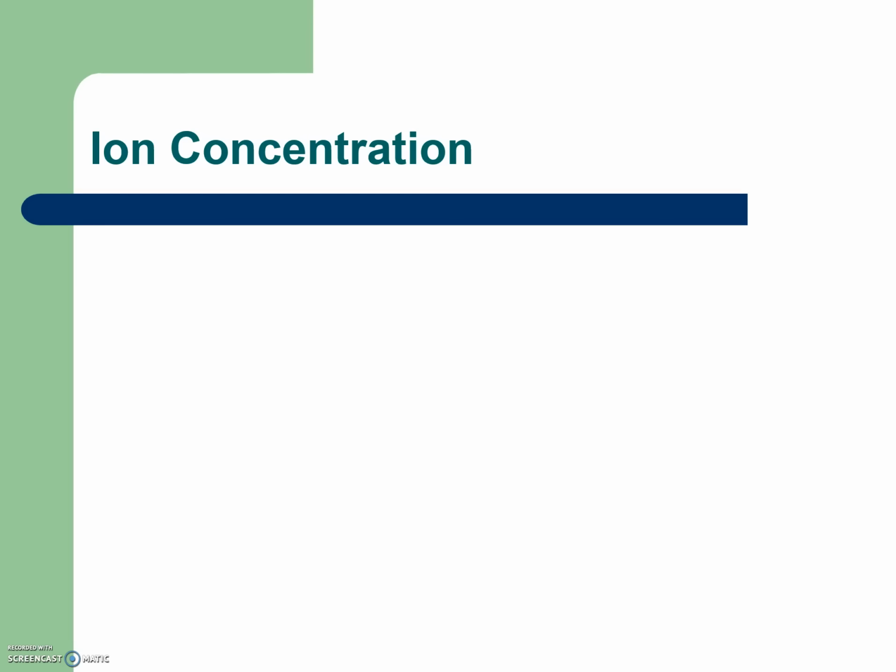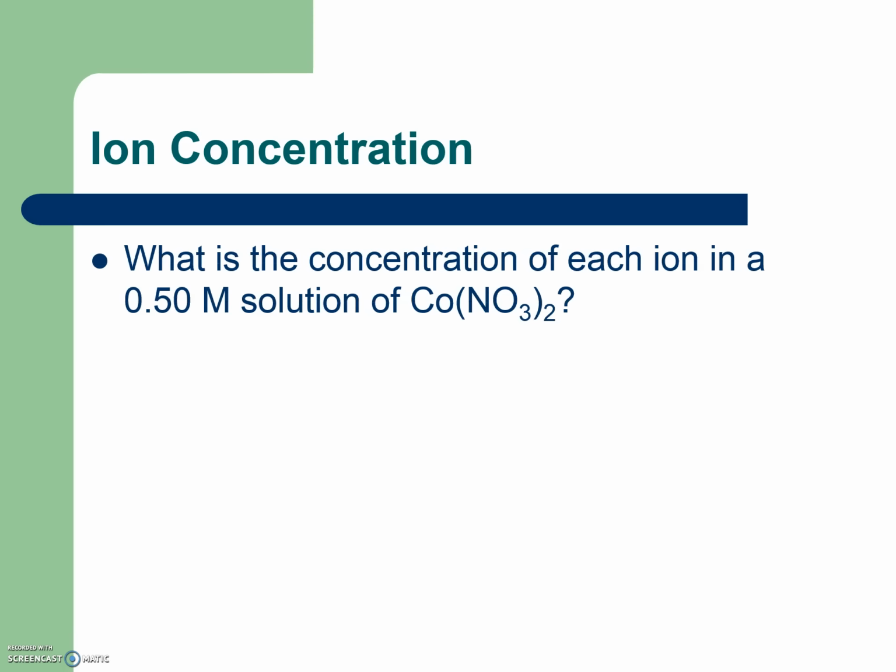Okay, so we've already learned the ins and outs and upside downs of molarity problems and how we use them. So now we've got to look at another form of molarity problem called ion concentration. Ion concentration takes into account what the concentration is of each of the ions in solution. Our problems look like this. What is the concentration of each ion in a 0.5 molar solution of cobalt nitrate? So we're looking to find out what is the concentration of each of these ions.